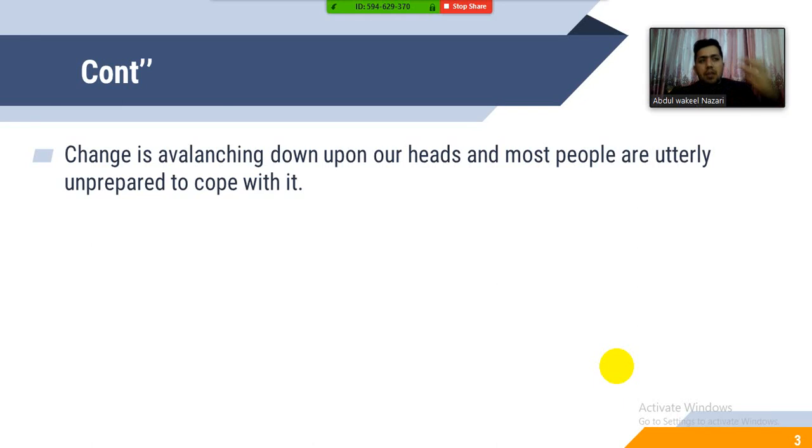So being a manager, being an organization leader, you have to be mentally prepared for anything that will happen. Any change, anything. You have to think about that. What if this comes? What will I do? If this happens, I should have a plan for that. So he or she will be mentally and psychologically active to cope with that change.